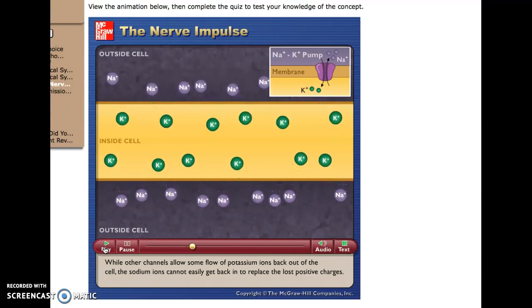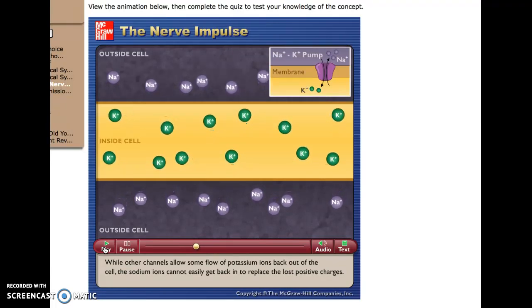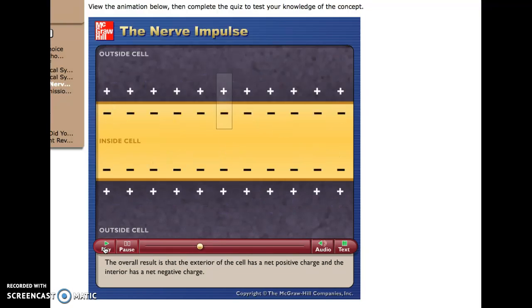The sodium ions cannot easily get back in to replace the lost positive charges. The overall result is that the exterior of the cell has a net positive charge and the interior has a net negative charge. The difference in charge between the interior and exterior of the cell is called the resting membrane potential.